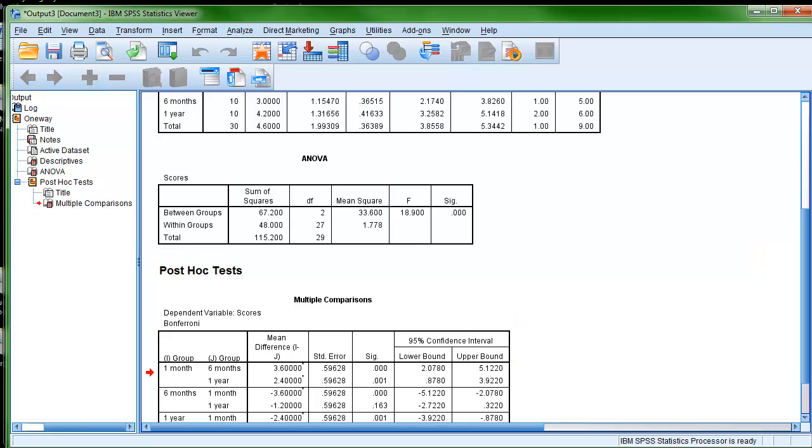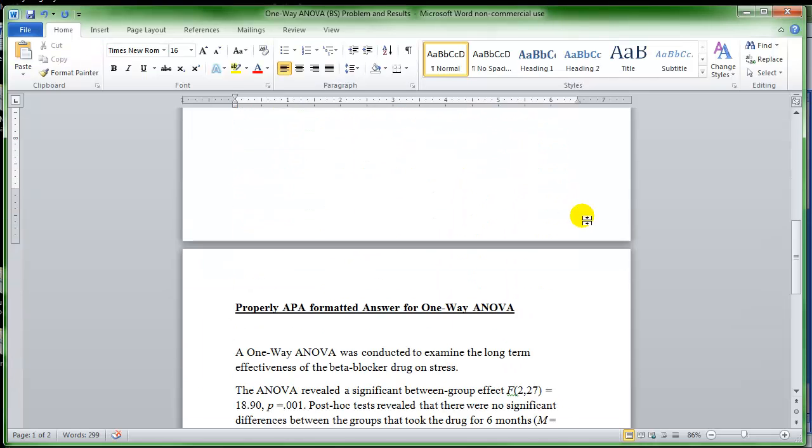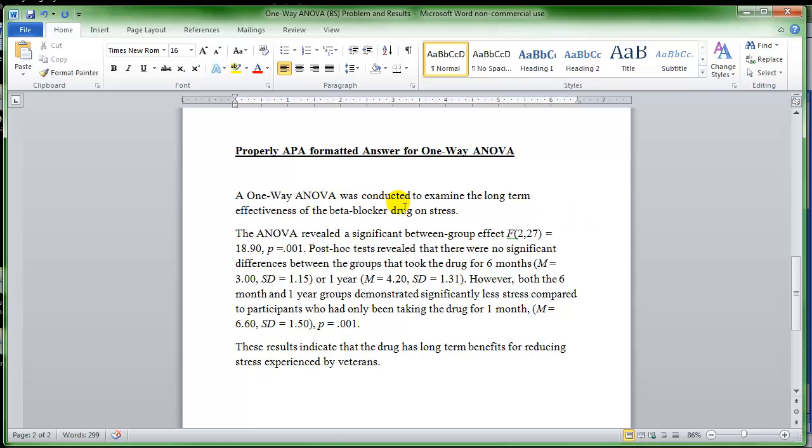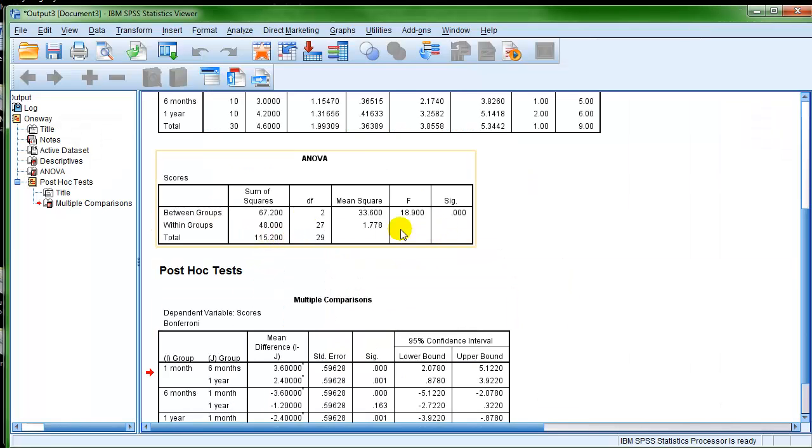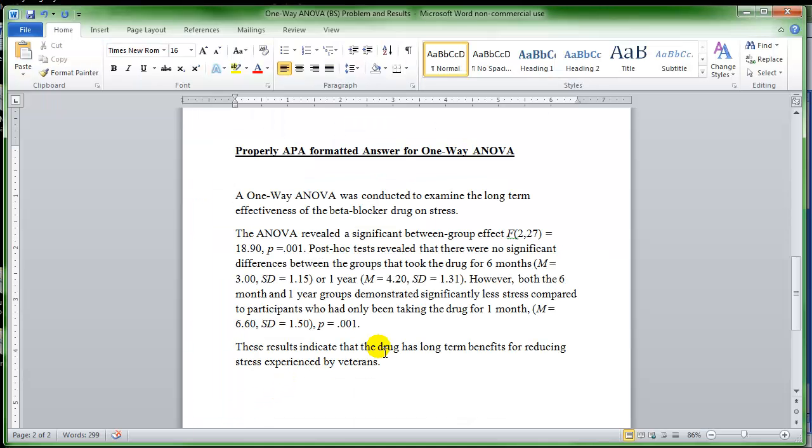So let's look at the results section. A one-way ANOVA was conducted to examine the long-term effectiveness of the beta blocker drug on stress. The ANOVA revealed a significant between-group effect. Okay, there's the number of groups, and this is our degrees of freedom. And the F value is 18.90. The P value is 0.001. So again, remember that the overall ANOVA told us that there was a significant difference somewhere amongst these groups, and that's what I'm reporting here. Okay, the ANOVA revealed a significant between-group effect.